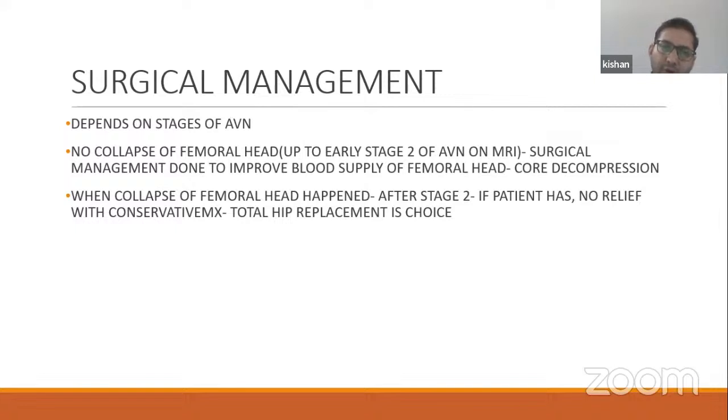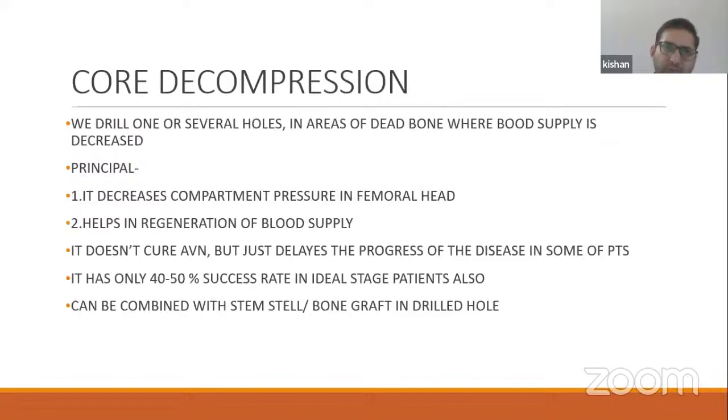When collapse of the femoral head happens after stage 2, and the patient does not have relief with medical management, then total hip replacement is the only choice. Joint preservation surgery can be effective only when femoral head collapse has not happened, up to stage 2A. When the femoral head collapses, the patient does not have relief with conservative management and has difficulty in day-to-day activity, total hip replacement is the only choice. So we'll go into a little more detail on core decompression and total hip replacement.